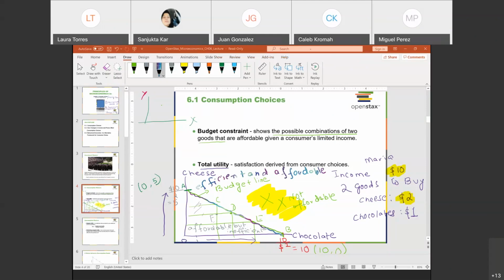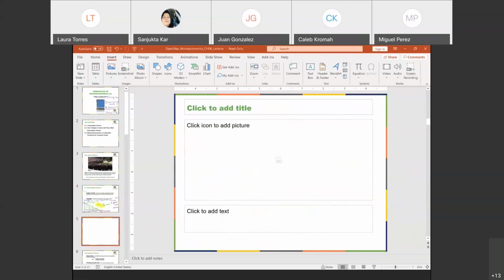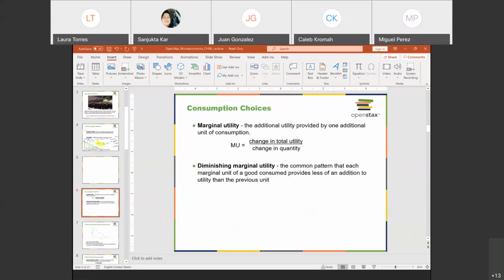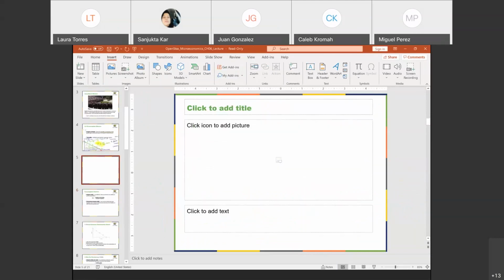Yes, ma'am. Okay, so I'm going to go ahead and look at the concept of total utility. It says satisfaction derived from consumer choices. Let me just insert another slide here. Go to the next concept here. Let's say I'm going to look at a good like pizza.